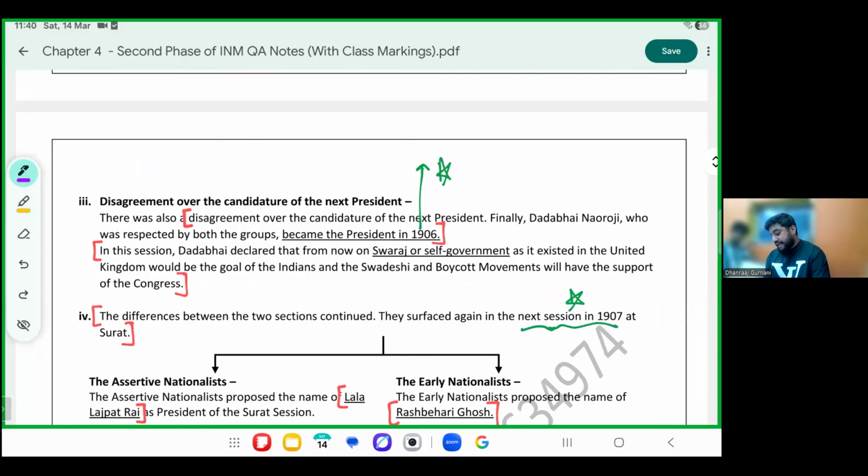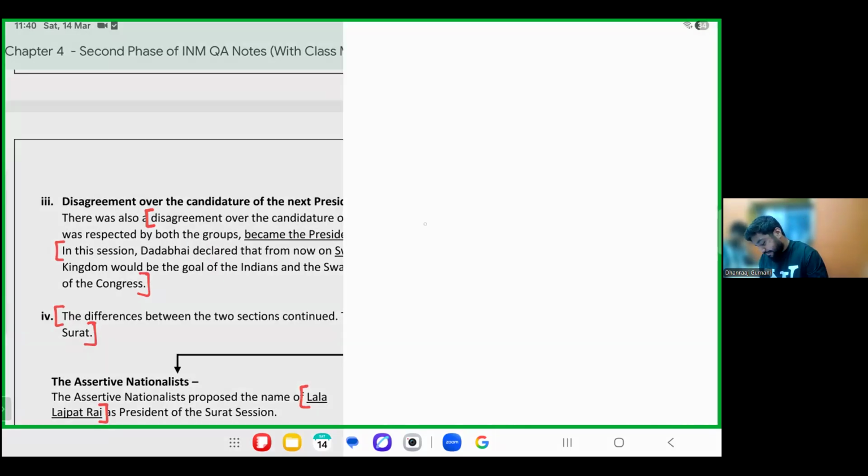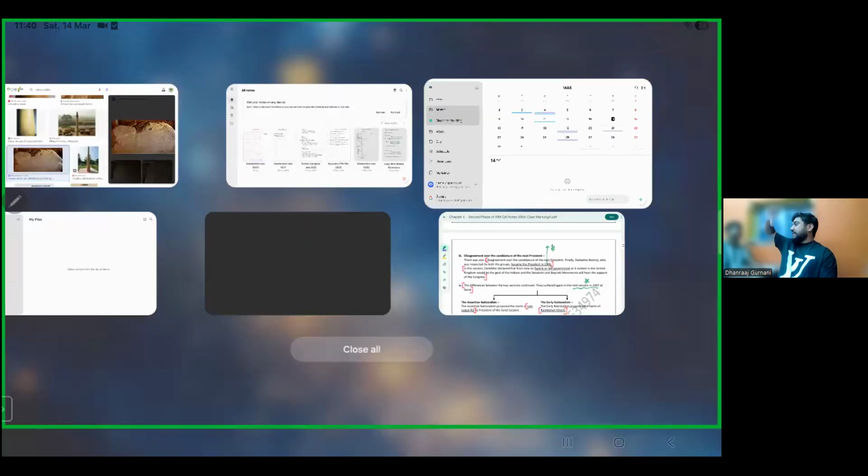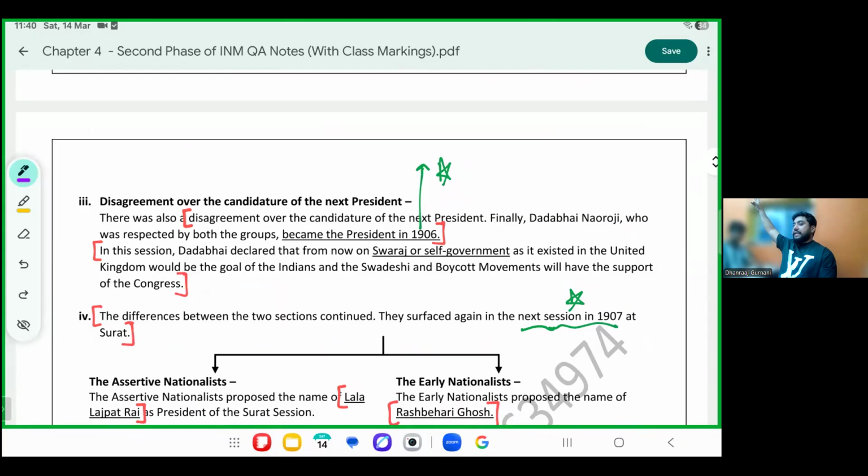Disagreement over the candidature of the next president. Now, understand, the partition of Bengal went on for 6 years, 1905 to 1911. You have to continue fighting for it. It's not a one-time thing. If the fight is over, it comes to an end. You have to continue fighting.